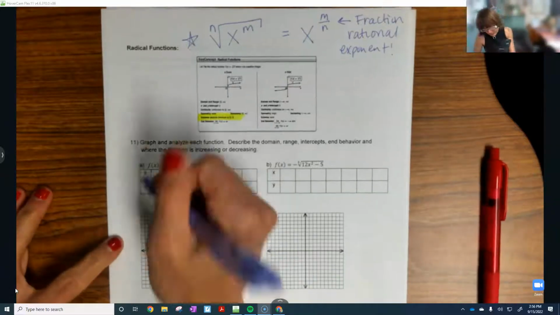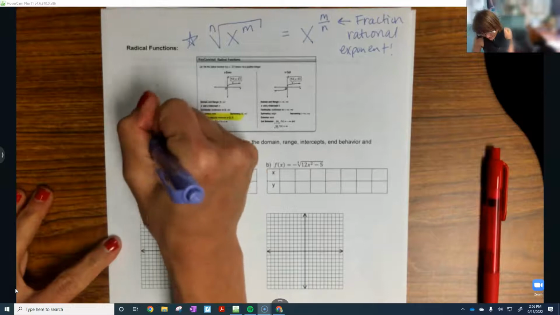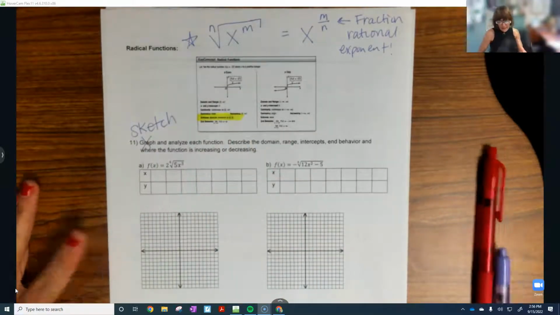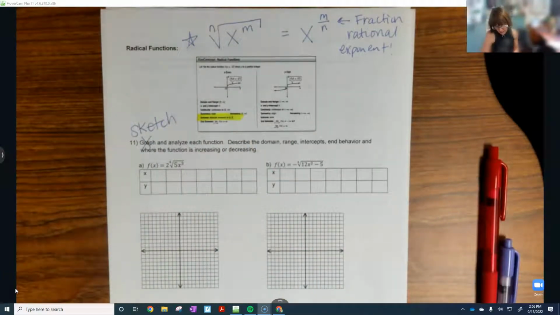So one more time, guys, we're not going to graph. We're just going to sketch these out. So again, just pretend that you do not see any crazy things going on here.